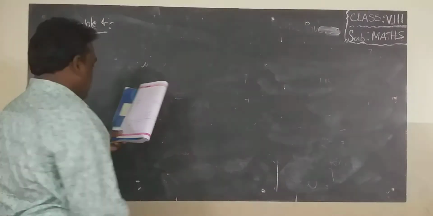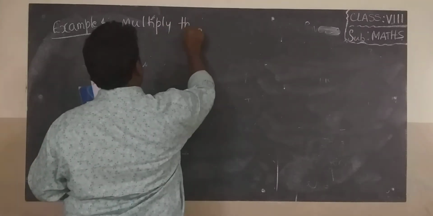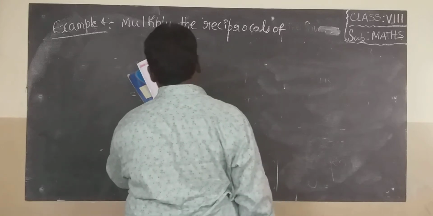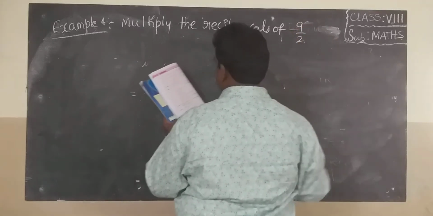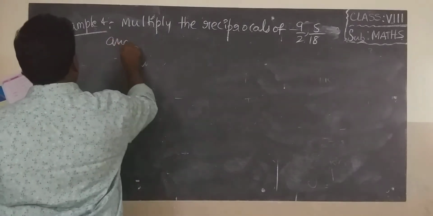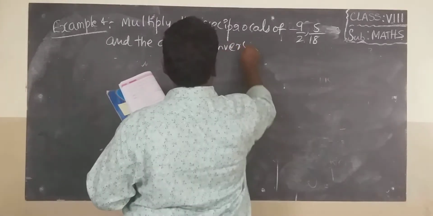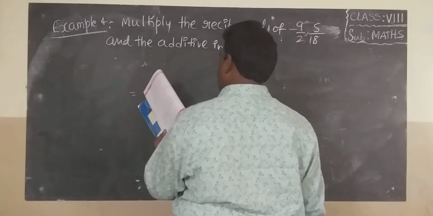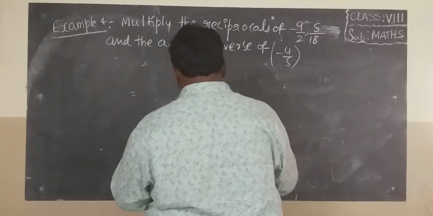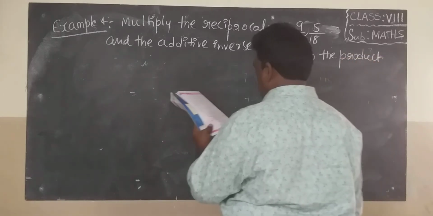What is example 4? Multiply the reciprocals of minus 9 by 2, 5 by 18, and the additive inverse of minus 4 by 5 to the product. What is the result?